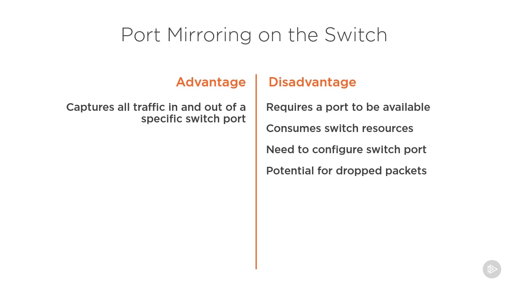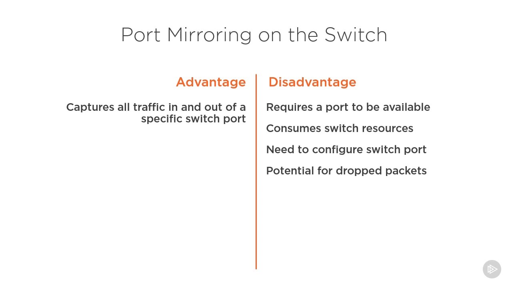Port mirroring is a very common technique for monitoring network traffic, and the key advantage is that it captures the traffic coming both into the port and out of that port. However, there are some disadvantages that you should be aware of. First, not all switches can do port mirroring, and those that do need to have a port available that can be used as the port mirror. As port mirroring is capturing the packets, copying them, and then forwarding them to another port, it does consume switch resources. And in a heavily loaded switch, this could impact performance.